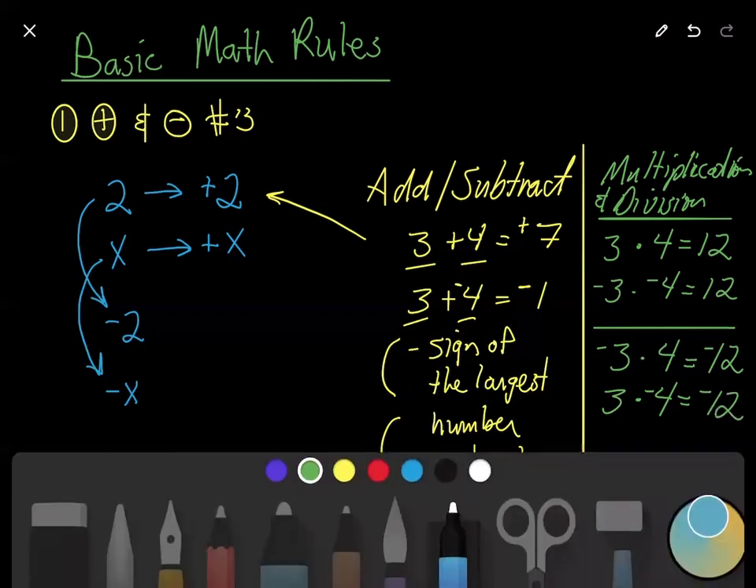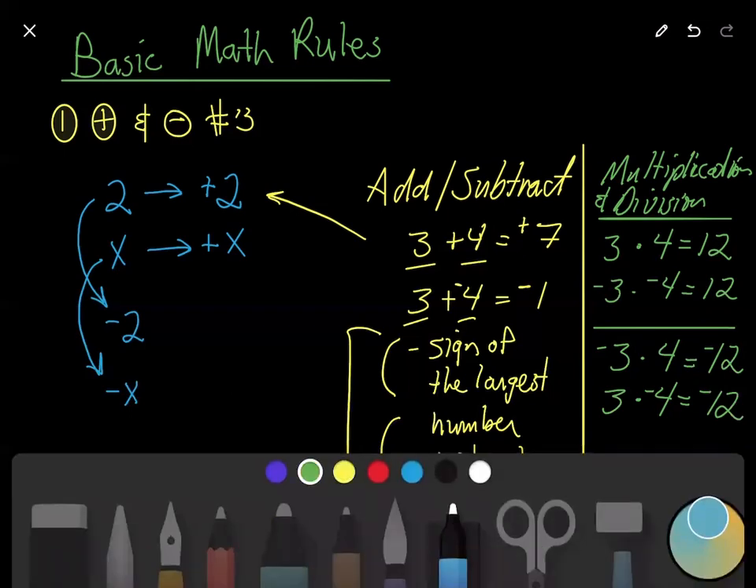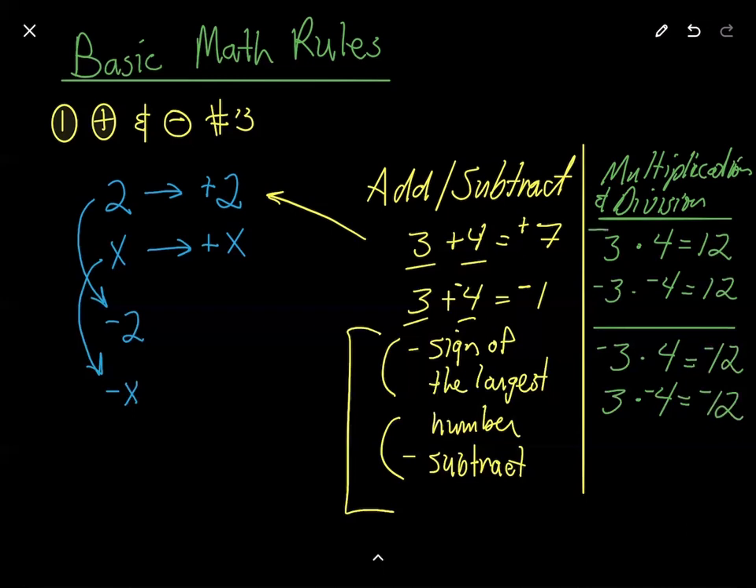So those are the rules. The addition and subtraction rule: take the sign of the largest number, and then subtract the two from each other. The rule for multiplication is that the same sign is a positive, and opposite signs always give a negative. It's the same thing for division as well. All right, so that's the end of this one. In the next tutorial, we'll start talking a little bit about decimals and percents.